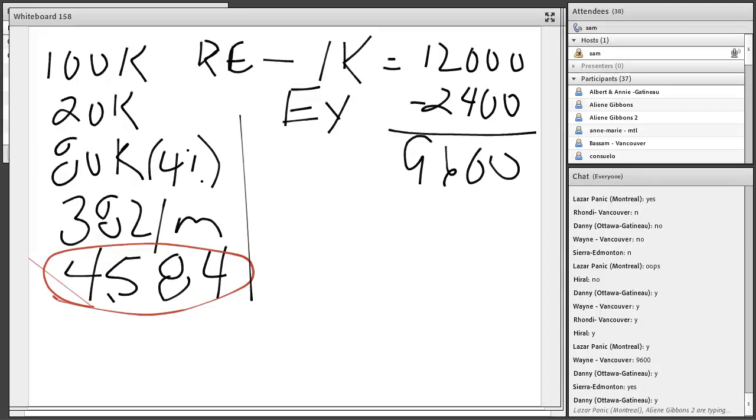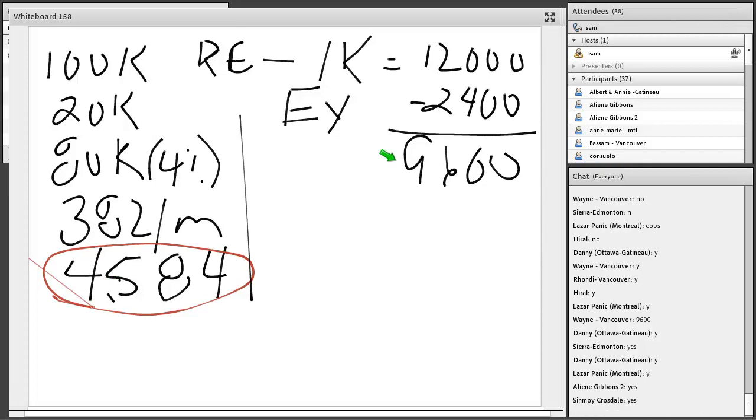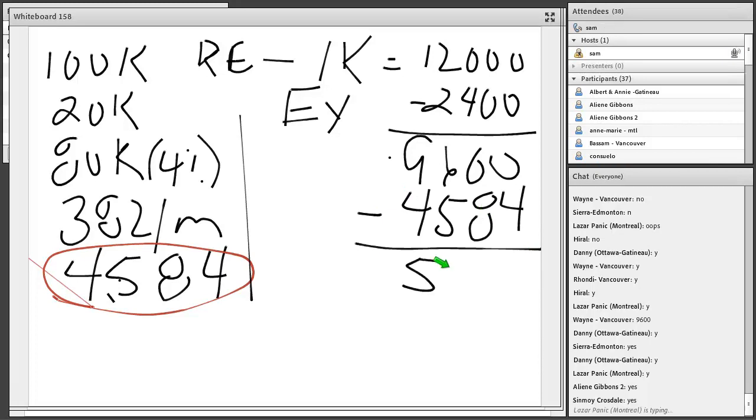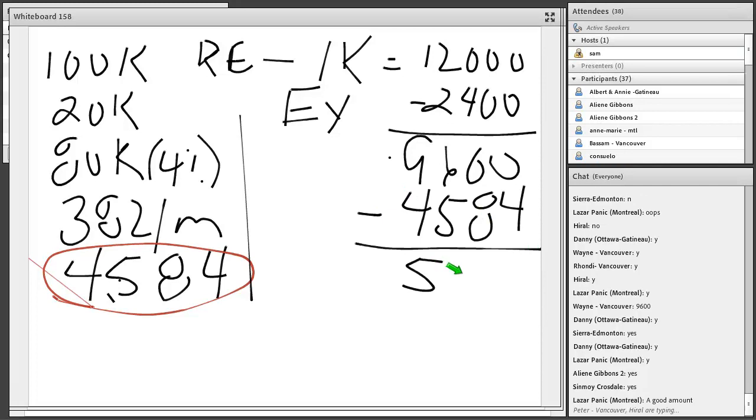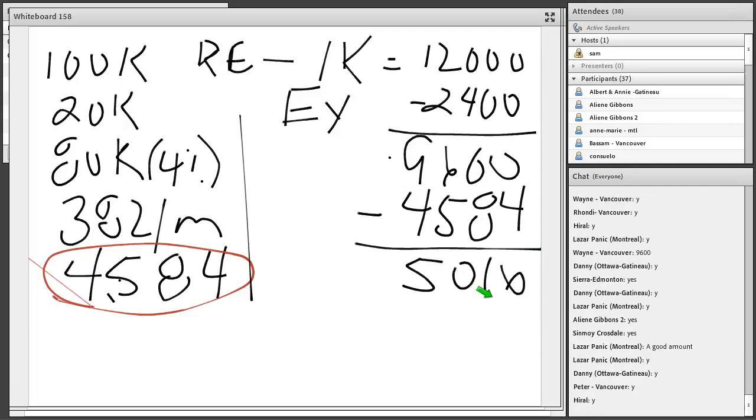Now, $9,600, is this going to cash flow? Yes, absolutely, because the expenses right here are $4,584. We've got 96, so we're in good shape, right? Everything looks good, so let's continue. I minus the $4,584, because that's the cost of the mortgage. And what am I left with? $5,016. Everybody with me?